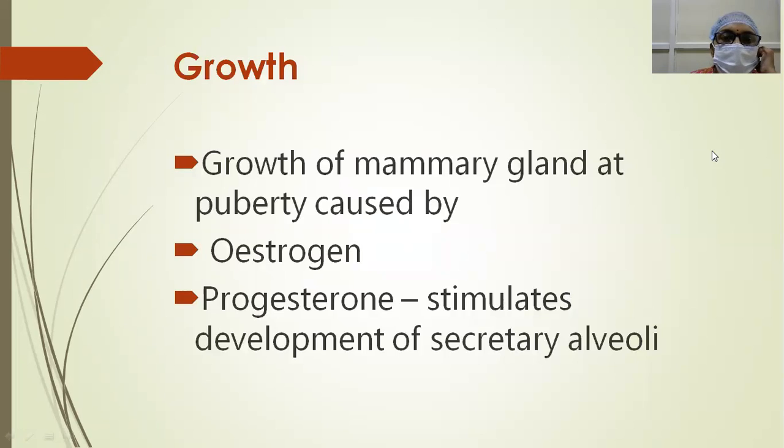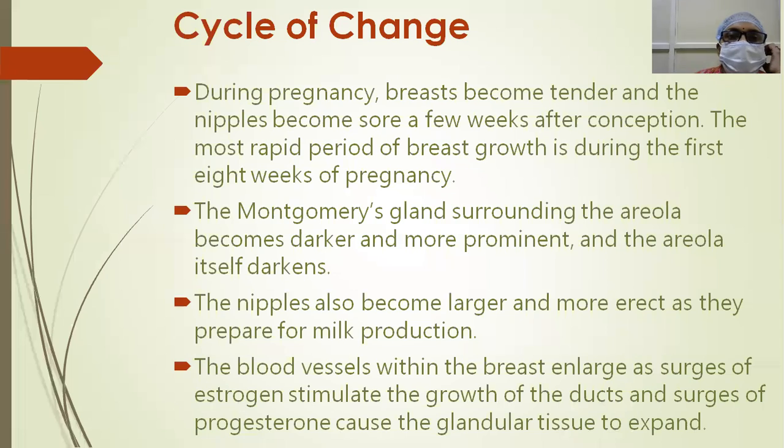So how does the breast grow? It is under the influence of hormones. So growth of the mammary gland at puberty is caused by estrogen and progesterone. Progesterone stimulates the development of the secretory alveoli. So we'll look at the cycle of changes. During pregnancy, the breast becomes tender and the nipples become sore a few weeks after conception. The most rapid period of breast growth is during the first 8 weeks of pregnancy.